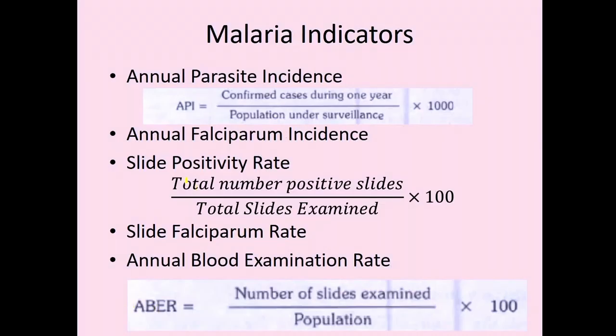So now we are moving to the malaria indicators. It is annual parasite incidence, annual falciparum incidence, slide positivity rate, total number of positive slides divided by total slides examined, slide falciparum rate, and annual blood examination rate. Out of the total population, how many slides are examined is given as annual blood examination rate. Out of the total slides examined, how many positive slides are present? That is slide positivity rate. Out of this population under surveillance, how many cases are present? That is called as annual parasite incidence. So if we replace the parasite with the falciparum, it will yield annual falciparum incidence or falciparum rate.